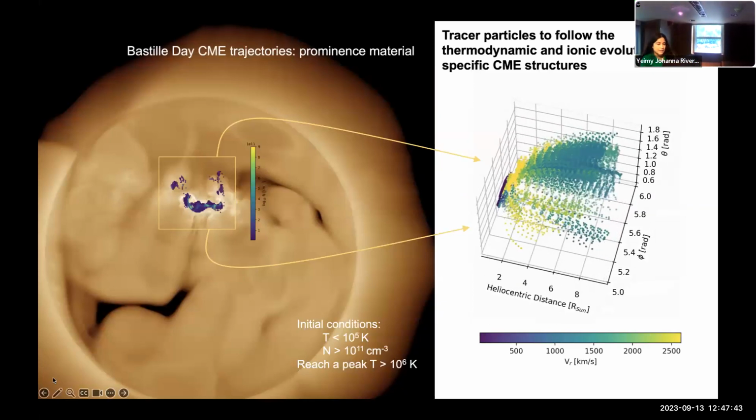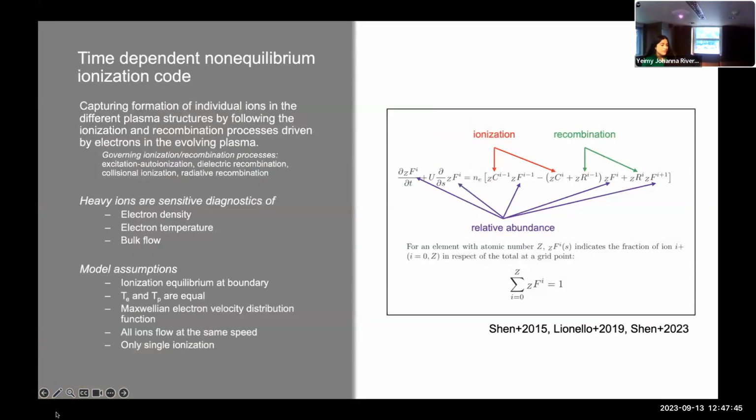And I just wanted to highlight some of the model assumptions. So ionization equilibrium at the base. We start with ionization equilibrium and assume thermal equilibrium, so our electron and proton temperatures are equal. Maxwellian distributions for the free electrons, and no differential flow, so all of our ions are flowing at a single speed, and single ionization transitions at a time.